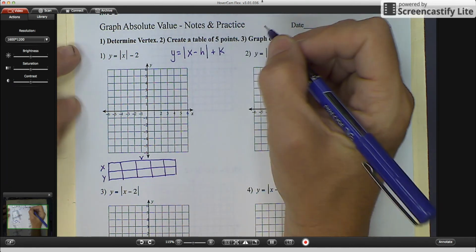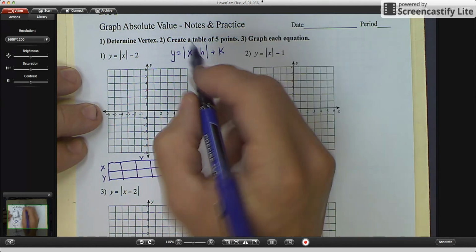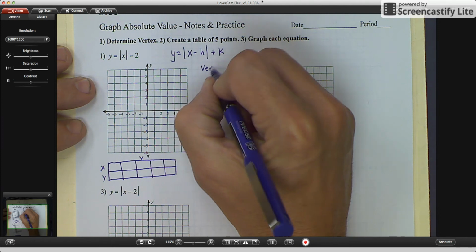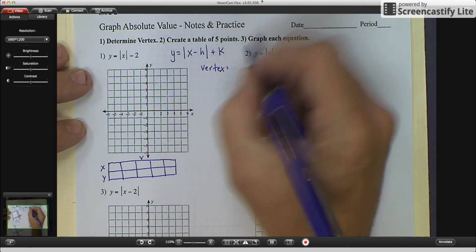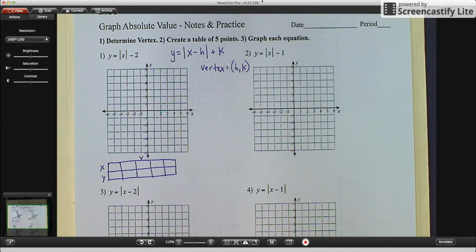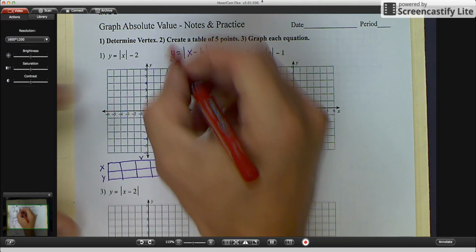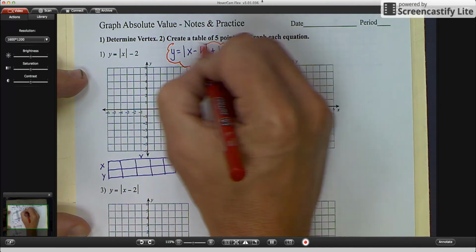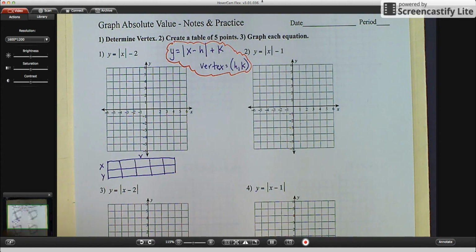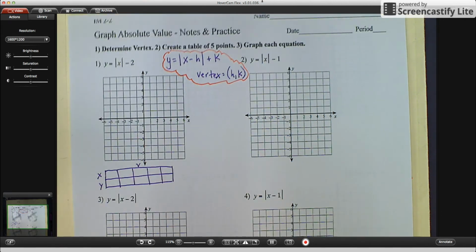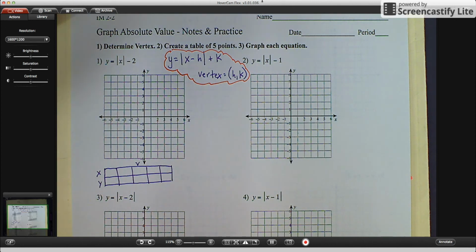And if you know your parabolas, that looks very similar, except for the vertical lines here would be parentheses. And then we know that the vertex is h comma k as a set of points. I'm going to put a little circle around that. Here's our parent equation. If you are good with graphing parabolas in vertex form, you should be good with graphing absolute values in vertex form. So let's get started with our first example.